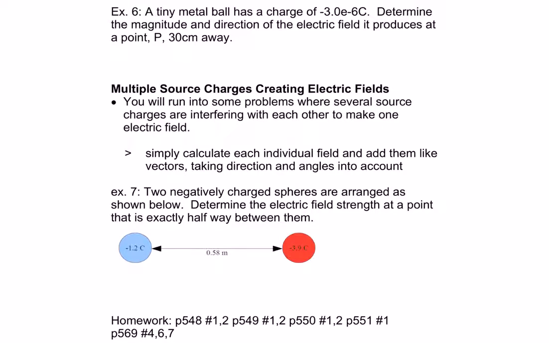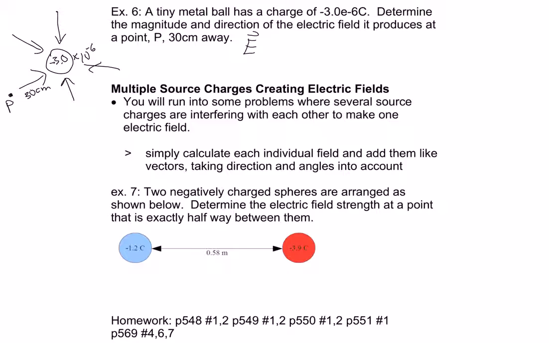So one more example. This one we have an object that has a charge of -3 times 10 to the -6. And the question is, what would the electric field be if you were 30 centimeters away? So we don't need to worry about a test charge or anything like that anymore. We just have our charge of the object, -3 times 10 to the -6. So we know that because it's negative, our electric field will be inwards. And the question's saying, what is it at some point P that's 30 centimeters away from the charge?